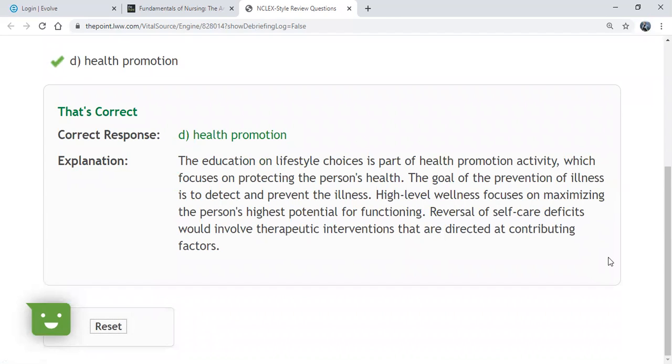Okay, educational and lifestyle choices is part of health promotion activity, which focuses on protecting the person's health. The goal of prevention of illness is to detect and prevent the illness. High-level wellness focuses on maximizing the person's highest potential for functioning, and reversal of self-care deficits would involve therapeutic interventions that are directed at contributing factors.